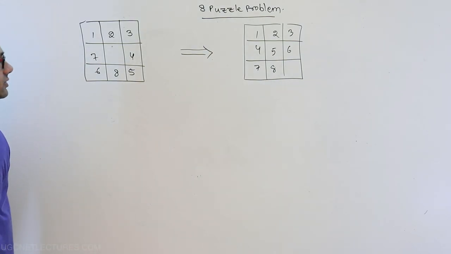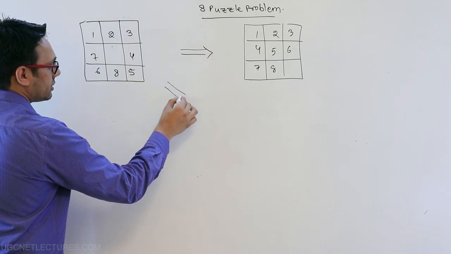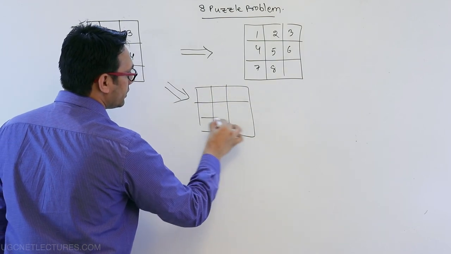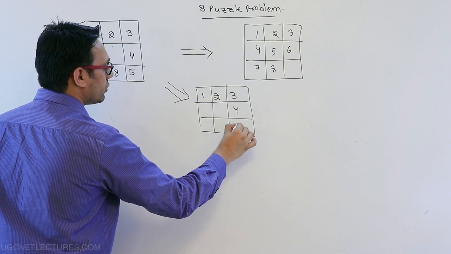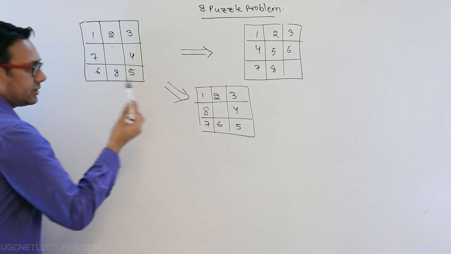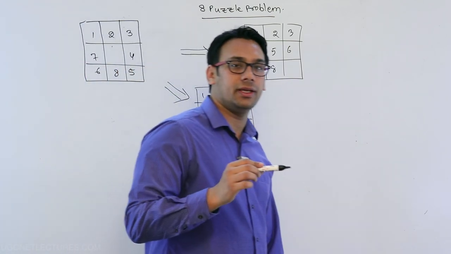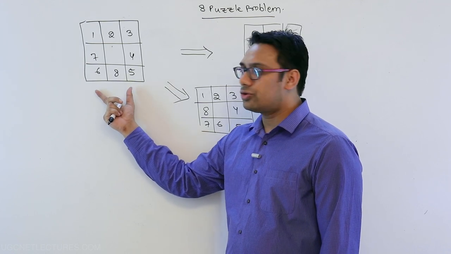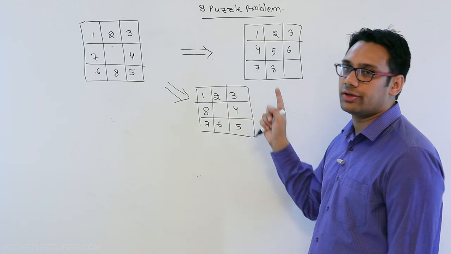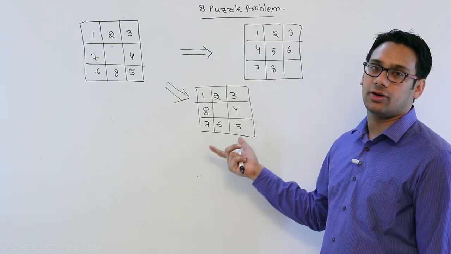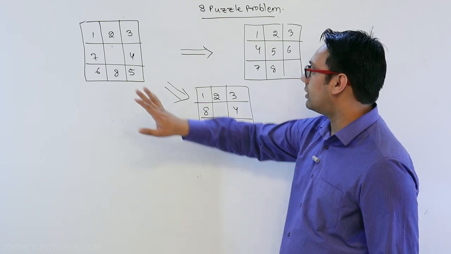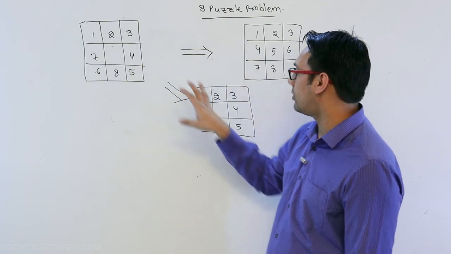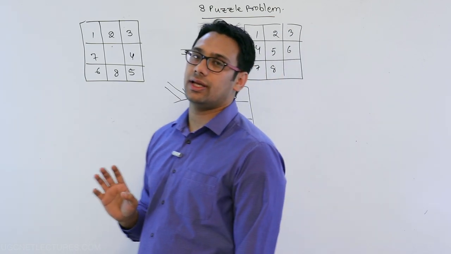Now there are different variations of this problem. Someone may ask you that the tiles should look something like this: 1, 2, 3, 4, 5, 6, 7 and 8. These are different variations of the problem. The main purpose of this problem is that, given some configuration, we want to reach a state where the desired configuration is present. Either the desired configuration can be this or this, but not both. For example, we have this state and we want to reach this state. Now this is the 8 puzzle problem.